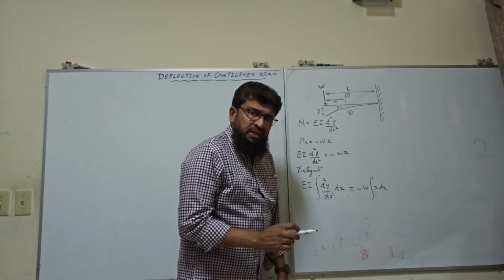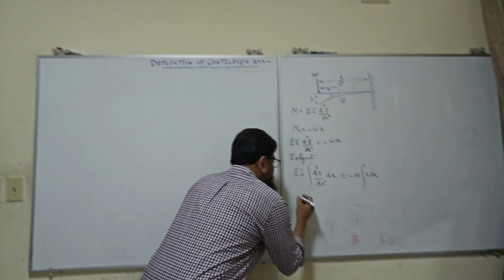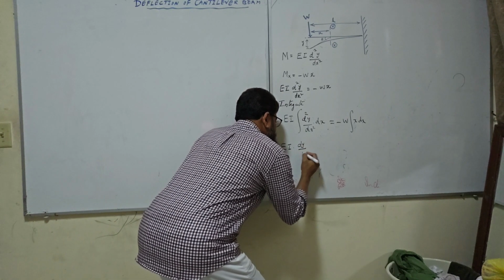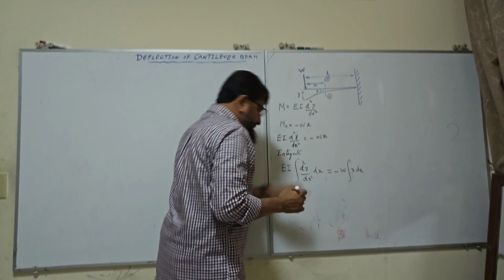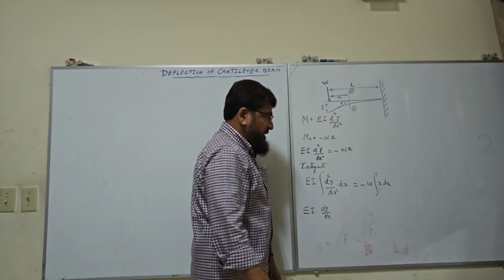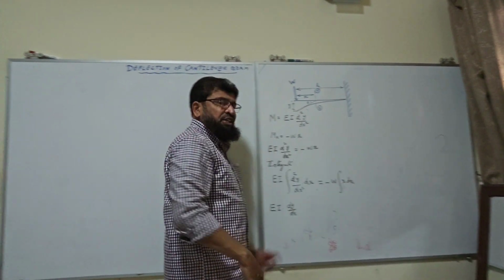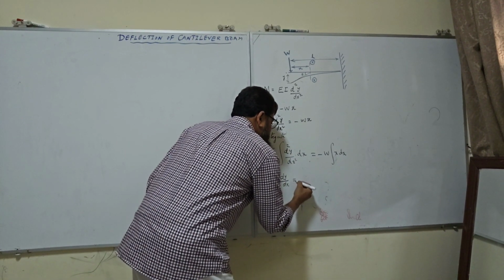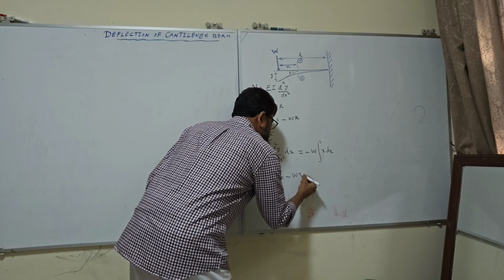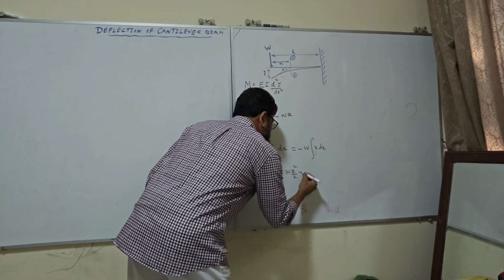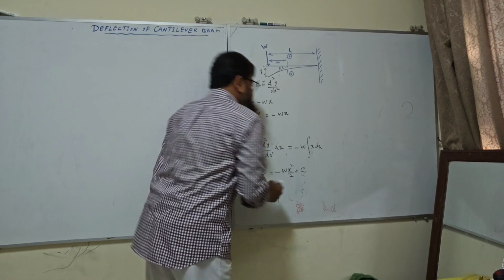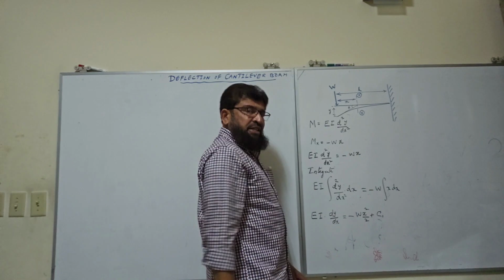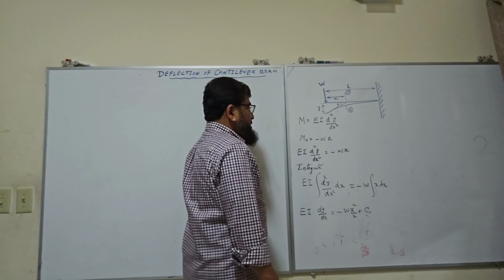So what is the next job for me? The next job for me is to integrate. When I integrate, what do I get? I get EI into dy by dx plus C here, a constant of integration. I will get another constant of integration here. Both of them together I will write on the other side. This is equal to minus W into x square by 2 plus C1. This C1 is nothing but the summation of the constant of this integral as well as this integral.